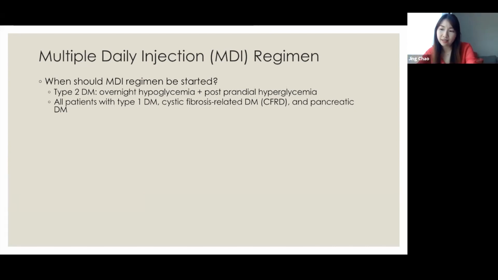How to start the basal insulin? Textbooks would suggest that you should start them on 10 units per day or 0.1 to 0.2 unit per kilo per day, and then adjust the basal insulin by 10 to 15% based on their blood sugar after adding the initial dose every 2 to 3 days.